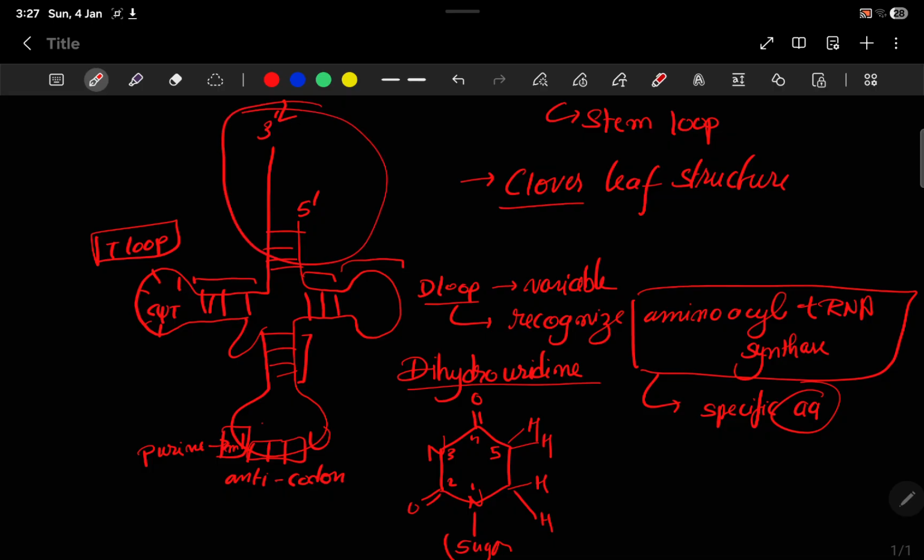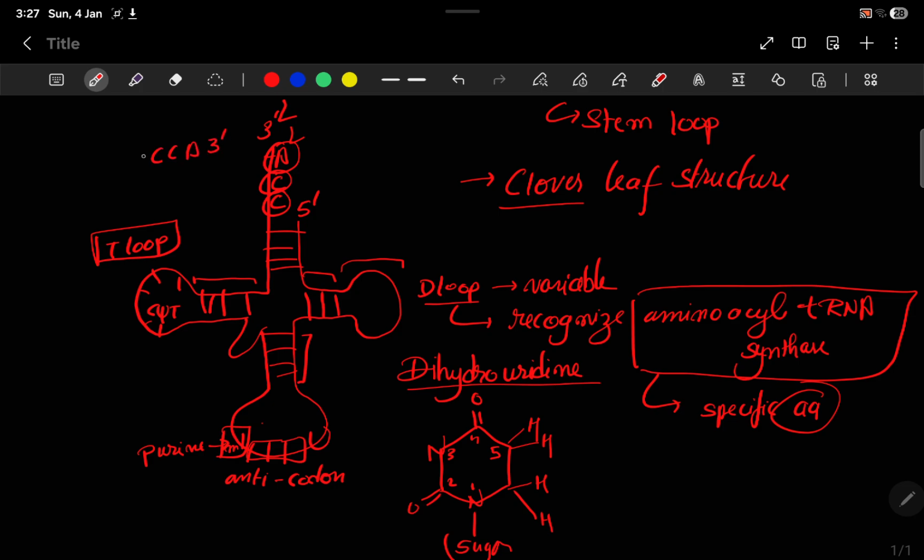Now what about this? The 4th arm, these are all called arms. The 4th arm is called the acceptor arm, because as I told you, the amino acid will be accepted at the 3' end on the acceptor arm. In the acceptor arm we see a particular sequence: at the 3' end we see A, which is adenine, followed by CC. So we call it the 5' to 3' CCA sequence, which is found at the 3' end.